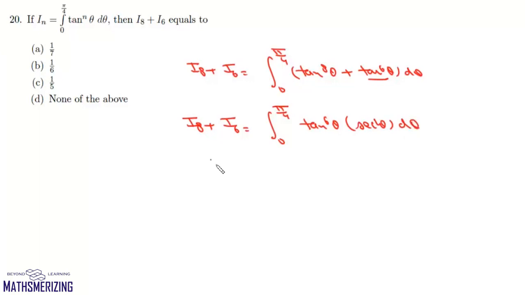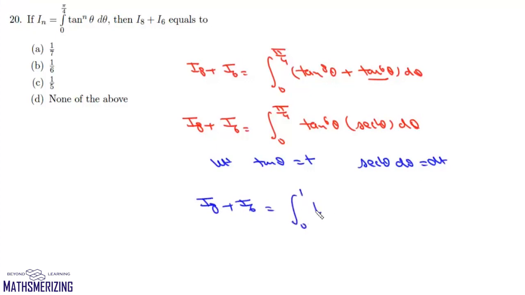Now we let tan theta equals t. And if we take tan theta as t, then secant square theta d theta will be simply dt. So we can write I8 plus I6 will be this integral from 0 to 1 of t to the power 6 dt, which is 1 by 7, and that's your option A.